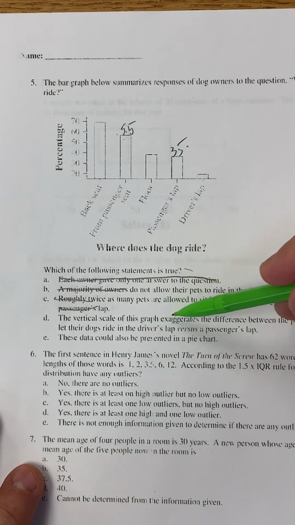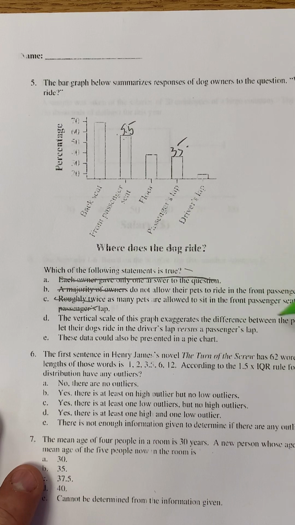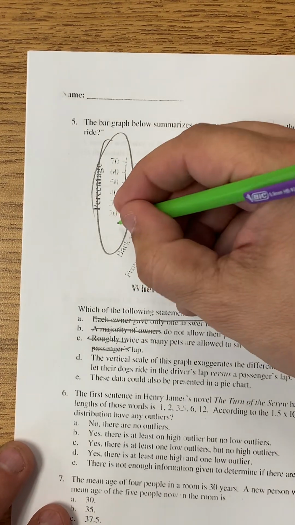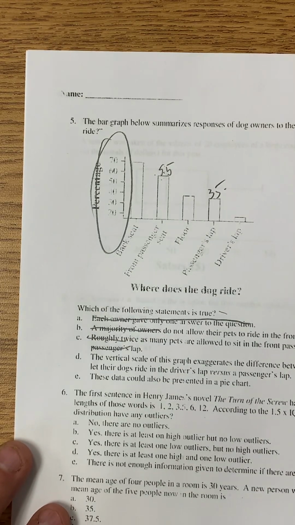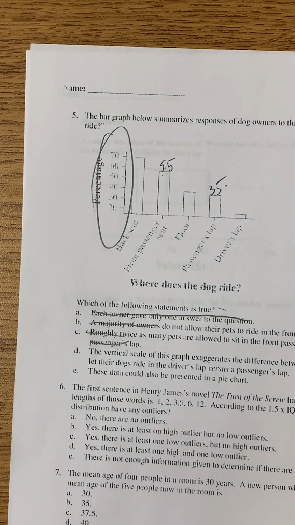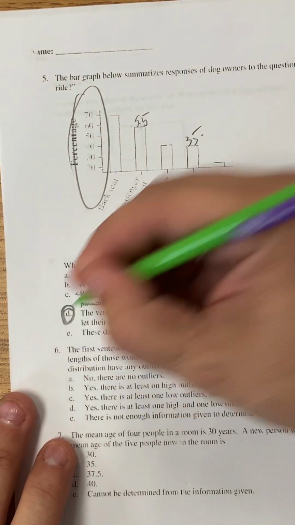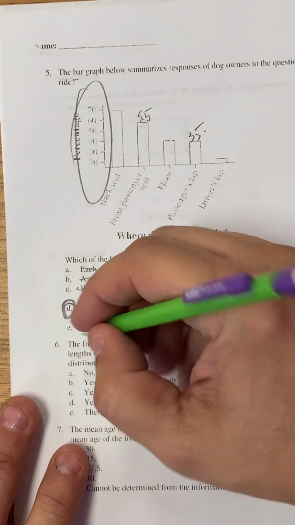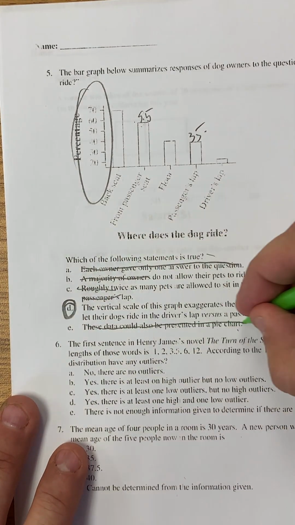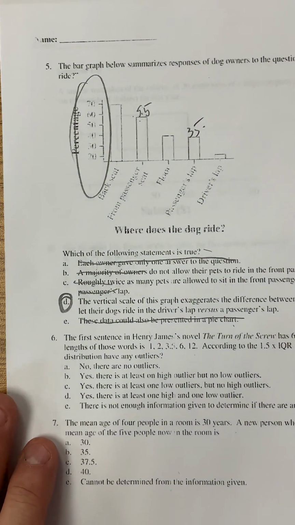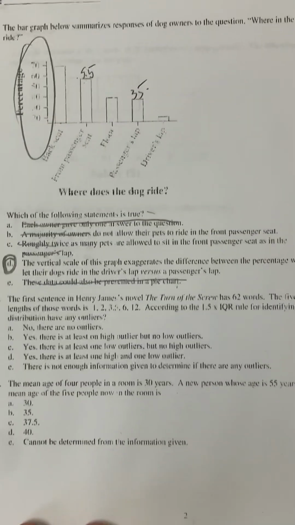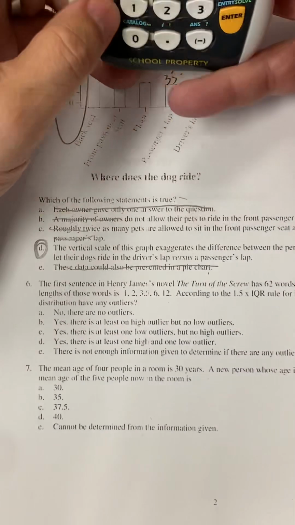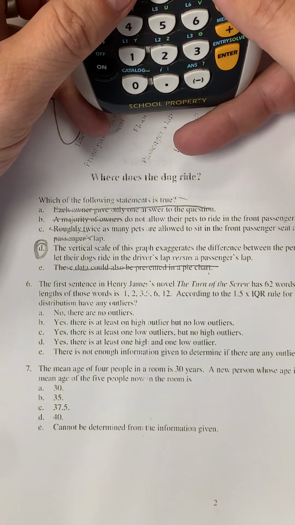The vertical scale of the graph exaggerates the difference between the percentages. Well, just stop right there. That does not start at 0. So that's a way that they could ask, why is this graph misleading? This one is given to us within a question. And the last one, the data could also be in a pie chart. We don't do that anymore, but with a pie chart, you can only give one answer to the question to make it a pie chart.